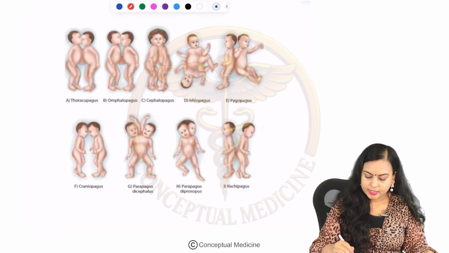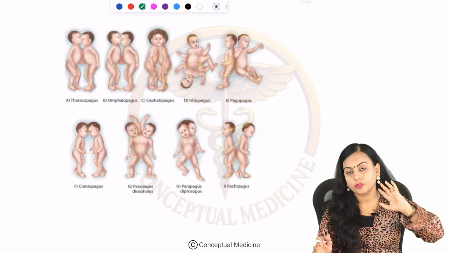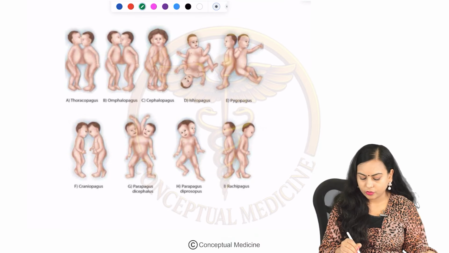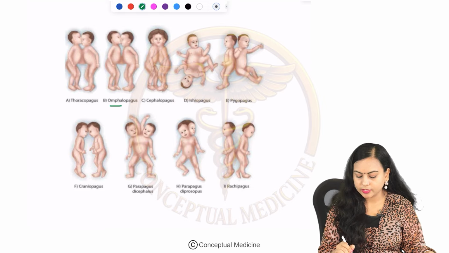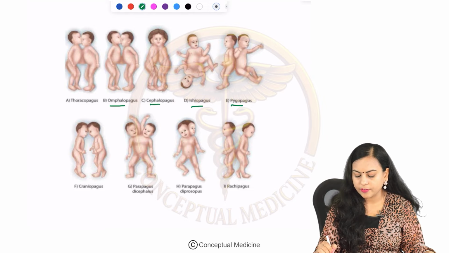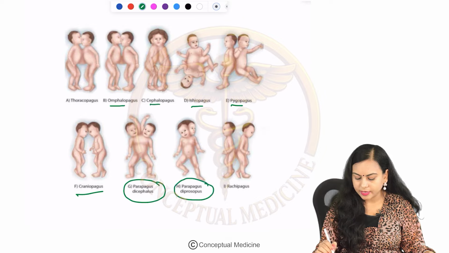Now let us see this one. So these are the various types of conjoined twins we have. You have thoracophagus, that is joined at the thorax, then omphalophagus joined at the umbilicus, then cephalophagus at the head, ischiophagus at the ischial tuberosity, pygophagus at the back, and the craniophagus at the head. You have parapagus dicephalus, parapagus diprosopus.